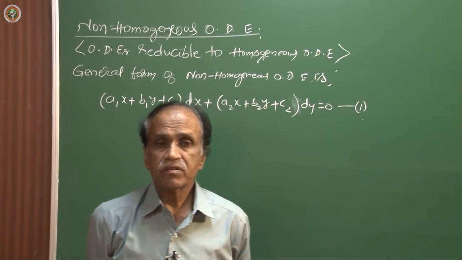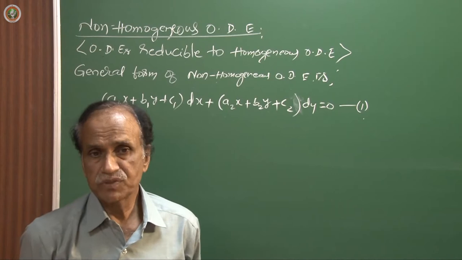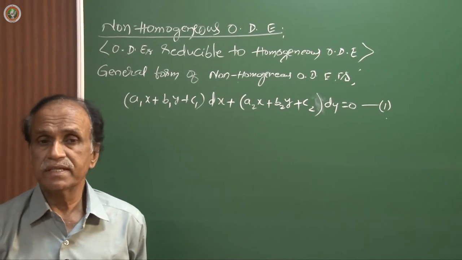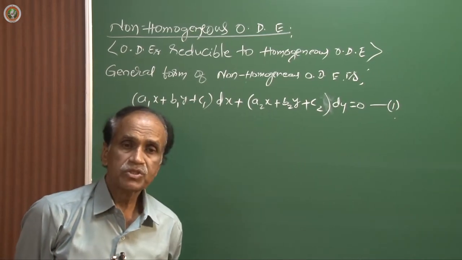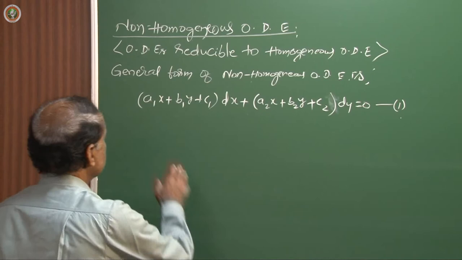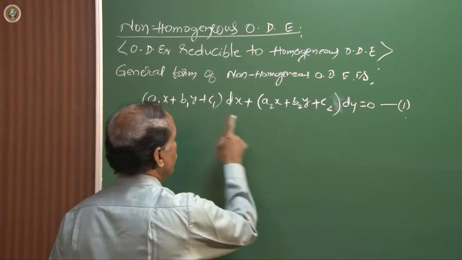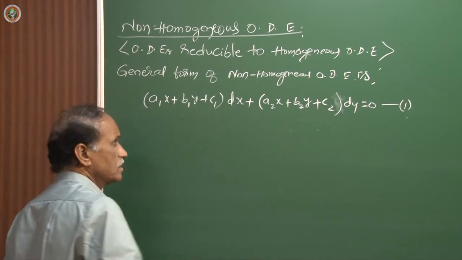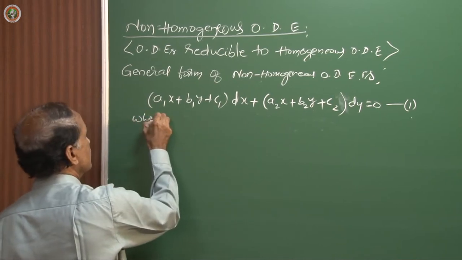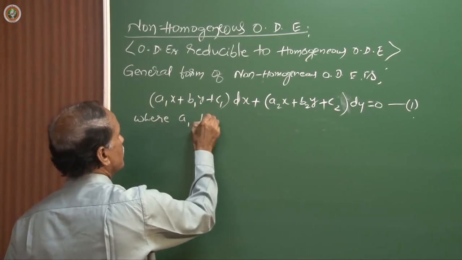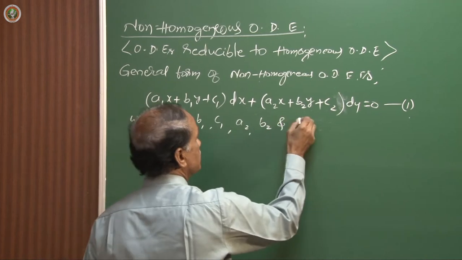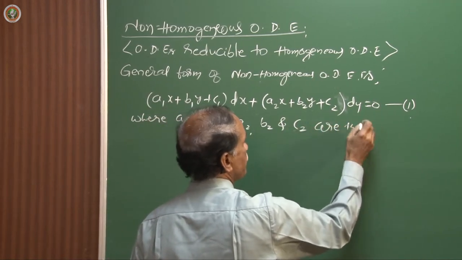You remember, differential equations in engineering problems will appear in various forms. Maybe they come under the category of separation of variables. Maybe they come under the category of homogeneous, non-homogeneous, exact, like that. Future methods we will discuss later, but presently this is called a non-homogeneous differential equation where c1 and c2 are independent constants. In this case, all six values a1, b1, c1, a2, b2 and c2 are constants.